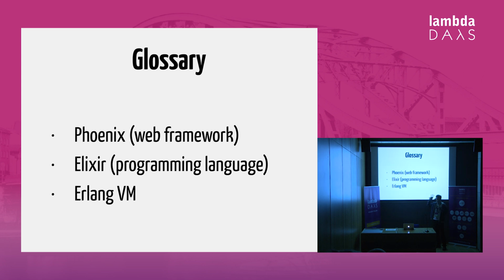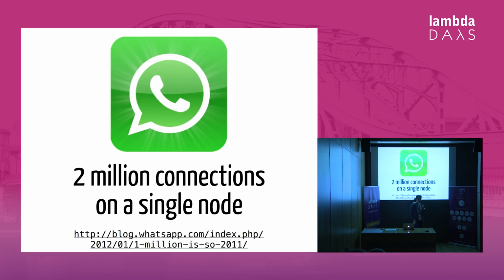So Phoenix is a web framework that was written with Elixir, a programming language. And it's a programming language that runs on the Erlang virtual machine. And it was with the Erlang virtual machine that everything started. And it started with one case, the WhatsApp case, which today is the most talked about and heard deployment of large-scale deployment of Erlang.